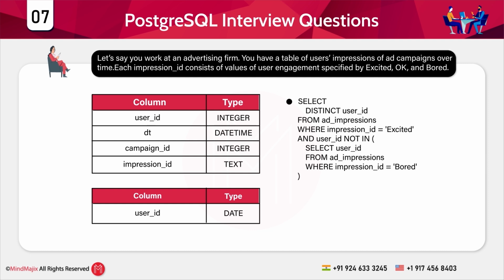So using where, we can specify these two conditions. Where impression ID equal to excited and user ID not in. For those users who have never been bored with a campaign, we are specifying that using and user ID not in. And inside not in, again, we are writing one query, which is a nested query. So select user ID from ad impressions where impression ID is bored. Once you have all of those results, then you are negating those results using not in.